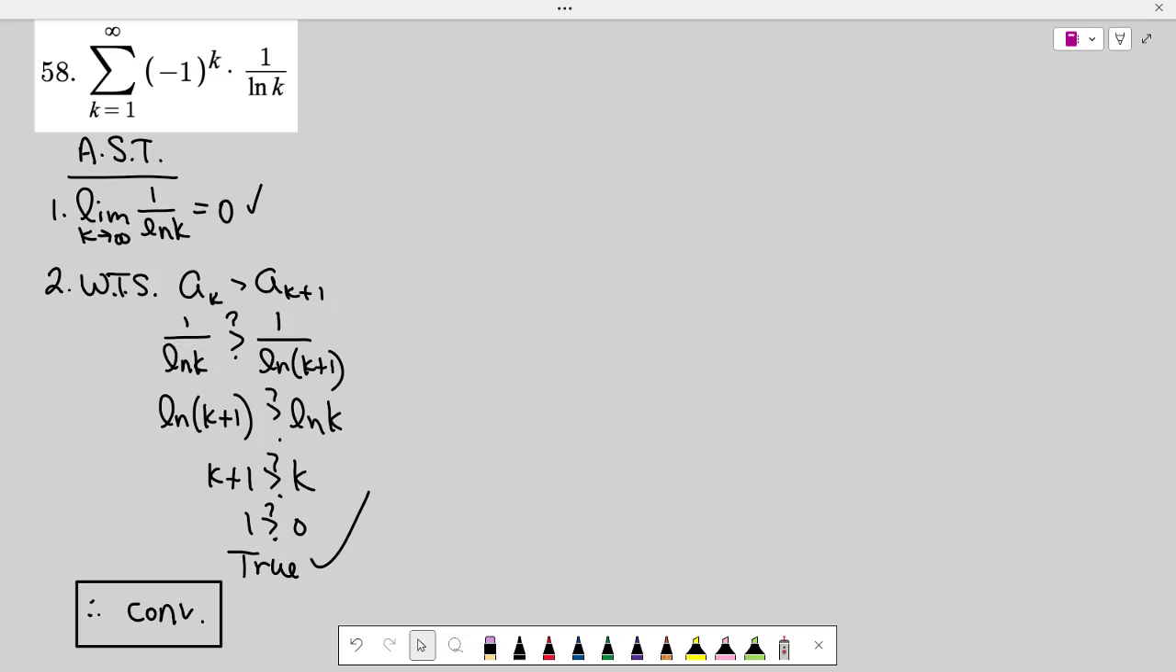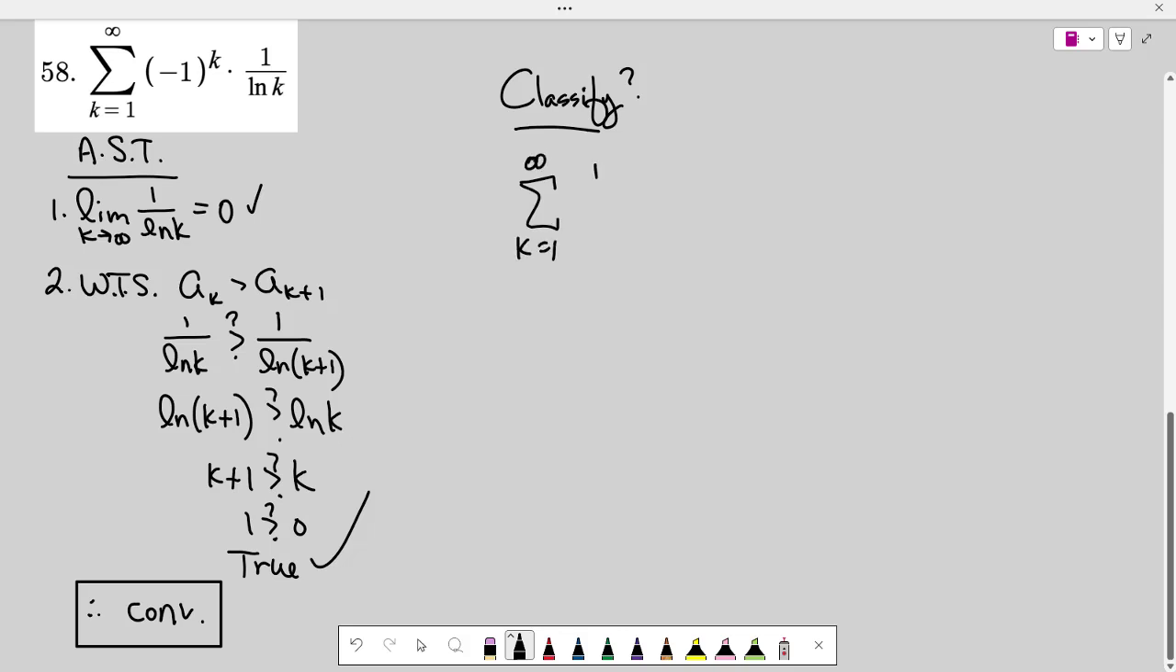And then we want to classify that convergence. And it's going to end up being conditional. So when we look at the series of absolute values, 1 over natural log of k, we know that that series diverges. We already did it. But what is the technique to show that it diverges?